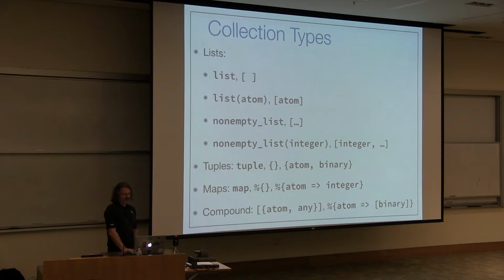Maps are a newer feature in Erlang. I guess they've been in Elixir from the beginning, but these are key value collections, and the syntax for those is this curly brace preceded by a % sign. But what's kind of cool about this is that if you want to specify what types your keys are and what types the associated values are, there's a syntax for doing that. So if you want a function that takes a map where the keys are atoms and the values are integers, that's the syntax you would use for that. And of course, you can combine these in any arbitrarily complex way you want. So you can nest maps within lists, within tuples, and so forth and so on, arbitrarily nested.